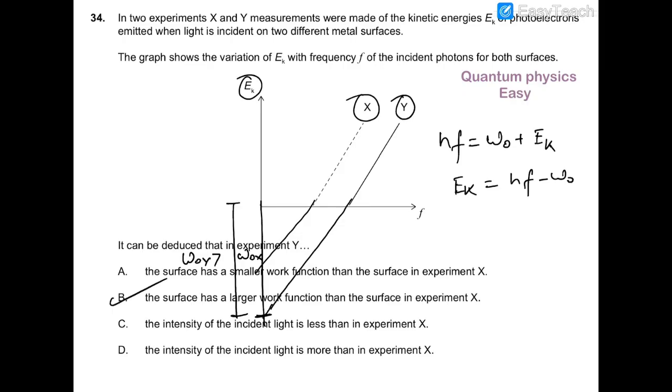Okay, and for the option that the intensity of the incident light is less in experiment Y, we cannot predict anything about the intensity in this case, because this is a graph between kinetic energy and frequency. So B option is the correct answer. Now we move on to the next question.